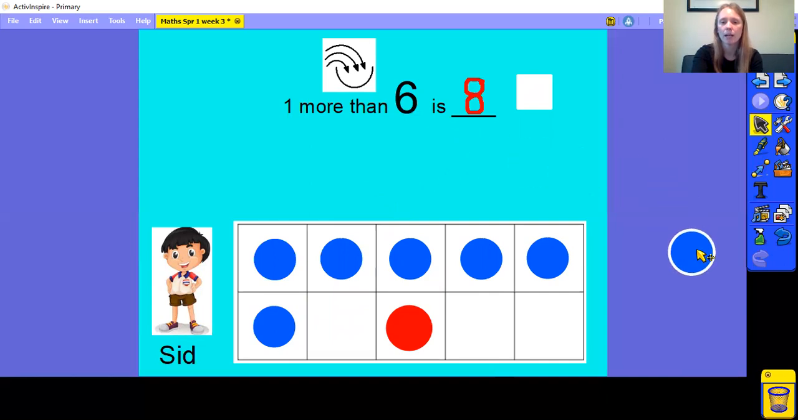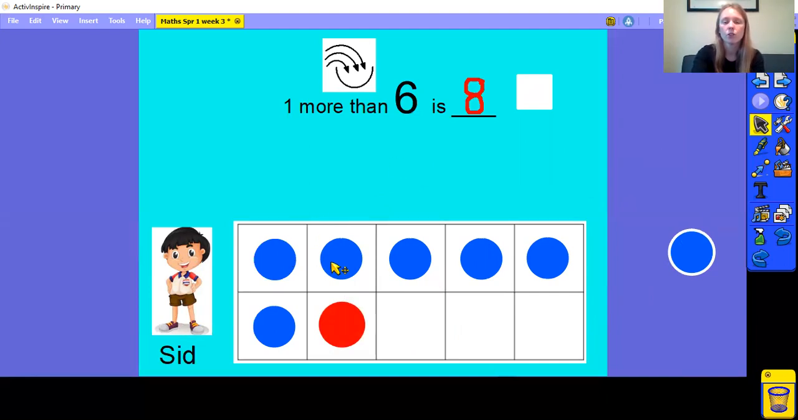Let's take that one away. Then he needed to add 1 more, and he could do that with his red counter. Sid got that bit right. Let's help him to work out how many there are now by counting all of the counters.